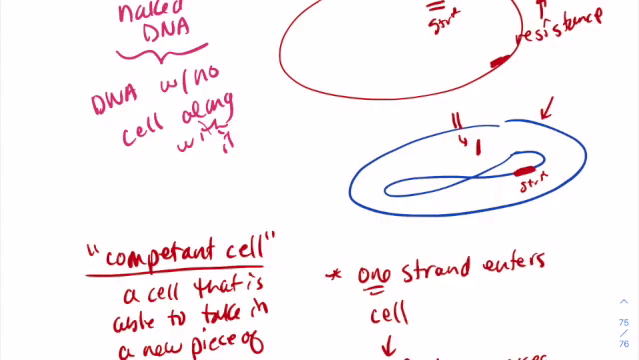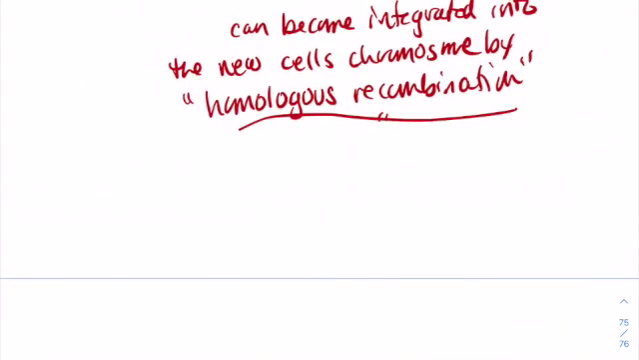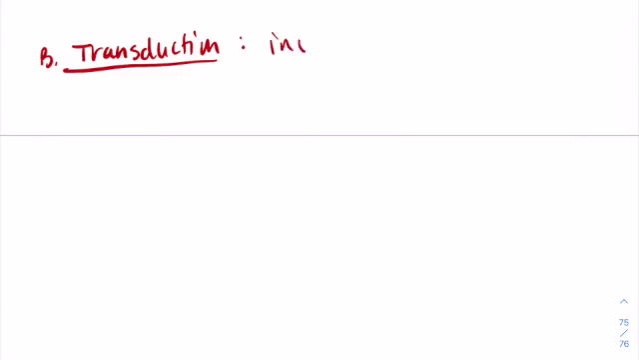Now there is another way that this can happen, that horizontal gene transfer can happen, and it's through the process of not transformation, but transduction. And this involves a virus.